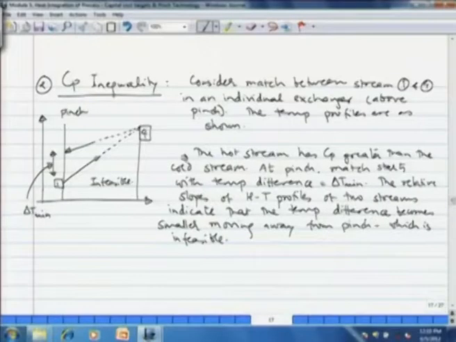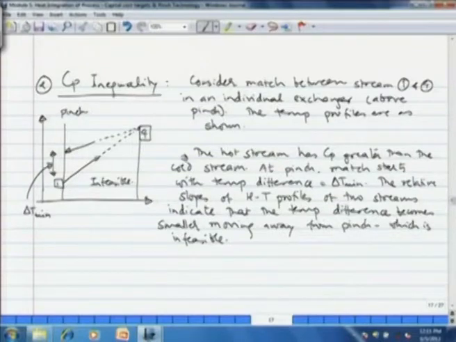So, what is the first constraint? That is the CP inequality constraint. Now, I am again demonstrating the same thing with an example. At pinch, both hot and cold streams are at pinch temperature, with 10 degrees centigrade delta T min. Our constraint says that no heat exchanger will have a temperature difference at any end lesser than delta T min. That means, as heat exchange is taking place between hot and cold stream in a heat exchanger, the temperature difference between them should increase.